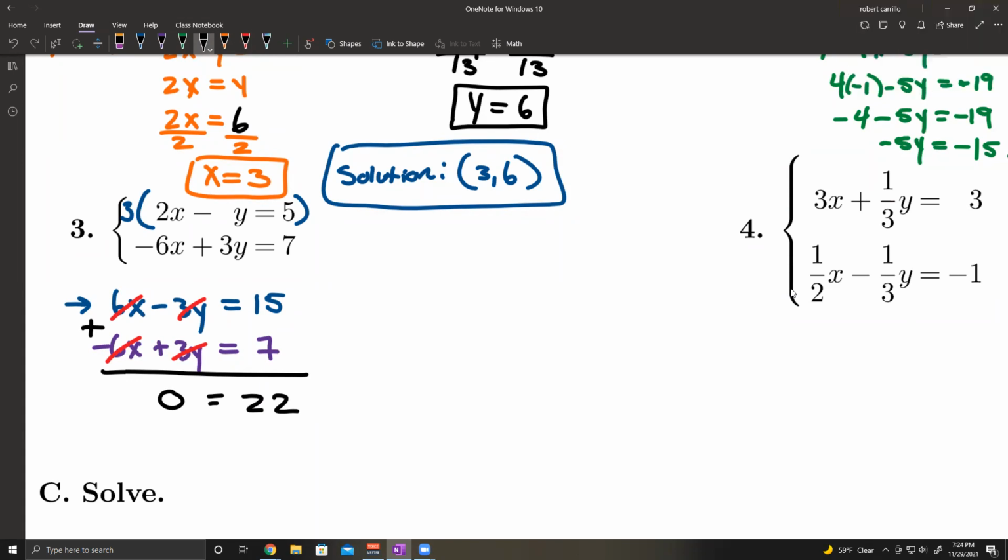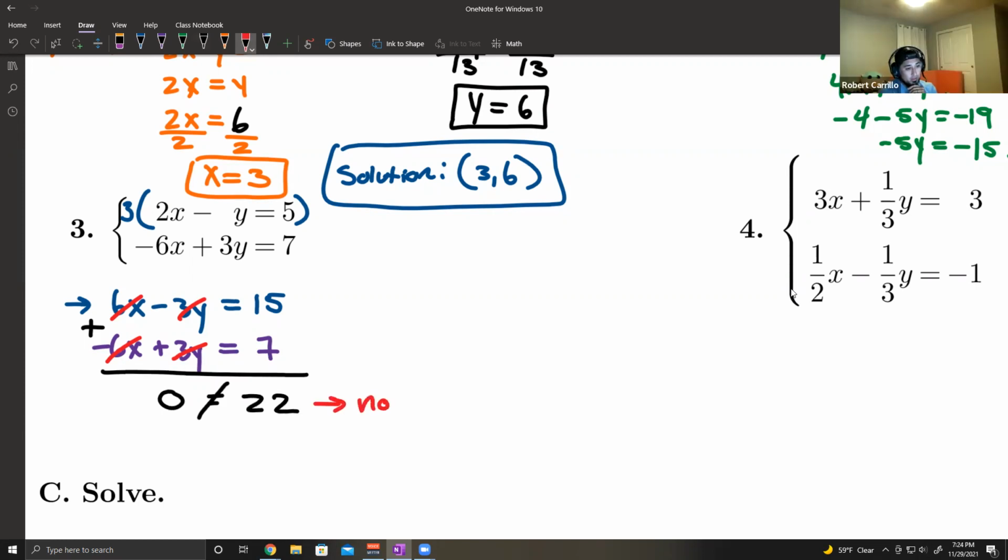No. So this means what? No solution. Good. So if you end up with a false statement, then we have no solution. Okay. Everybody go with that.